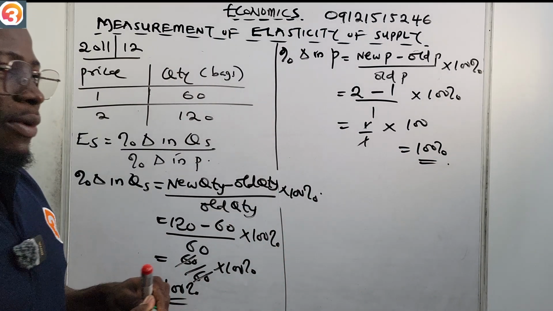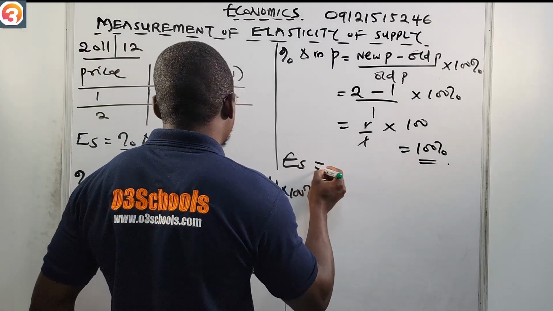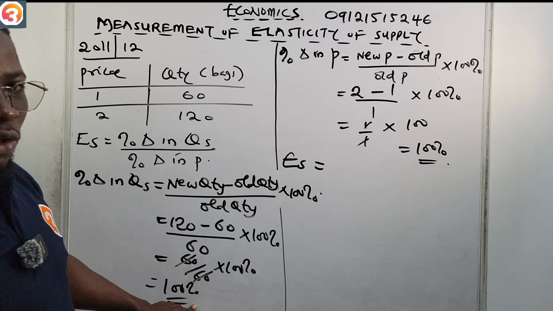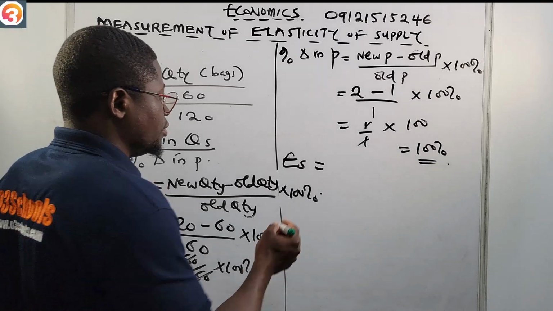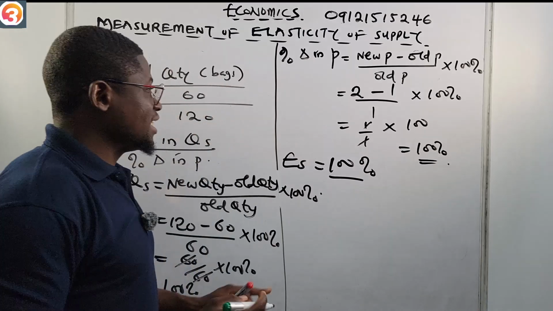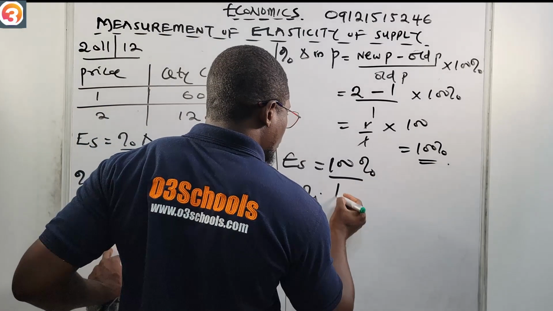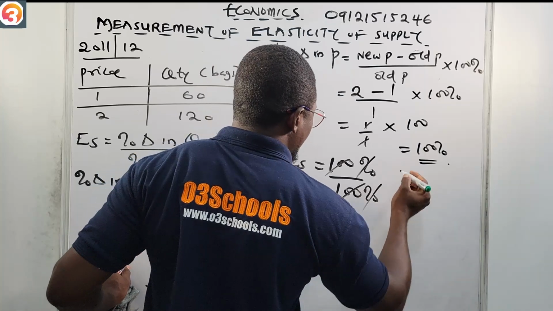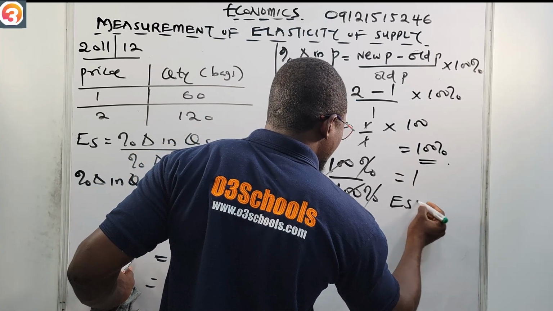Now, what is our elasticity of supply? Our elasticity of supply says percentage change in quantity supply over percentage change in price. What is the percentage change in quantity supply here? We calculated it to be 100%. What's the percentage change in price? We calculated here to also be 100%. 100 will cancel 100, percentage will cancel percentage. What will be left is 1. That means that ES is 1.